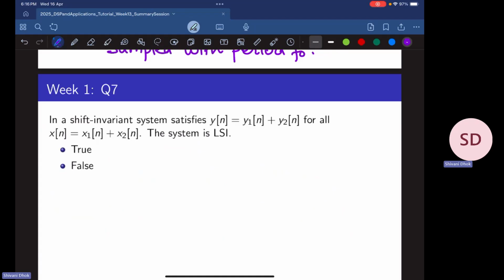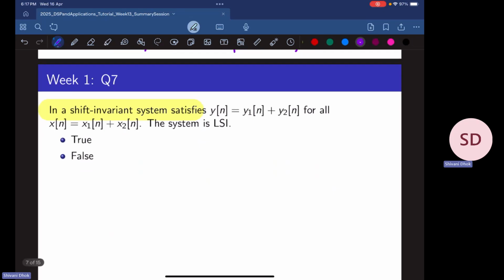So this is a question from week 1, question number 7. I thought this is an important one to take because it revises the system properties in a better way. It says that if a shift invariant system satisfies this property, that y of n is equal to y1 of n plus y2 of n for all x of n equal to x1 of n plus x2 of n, then the system is linear and shift invariant. So let us first see what is given to us.